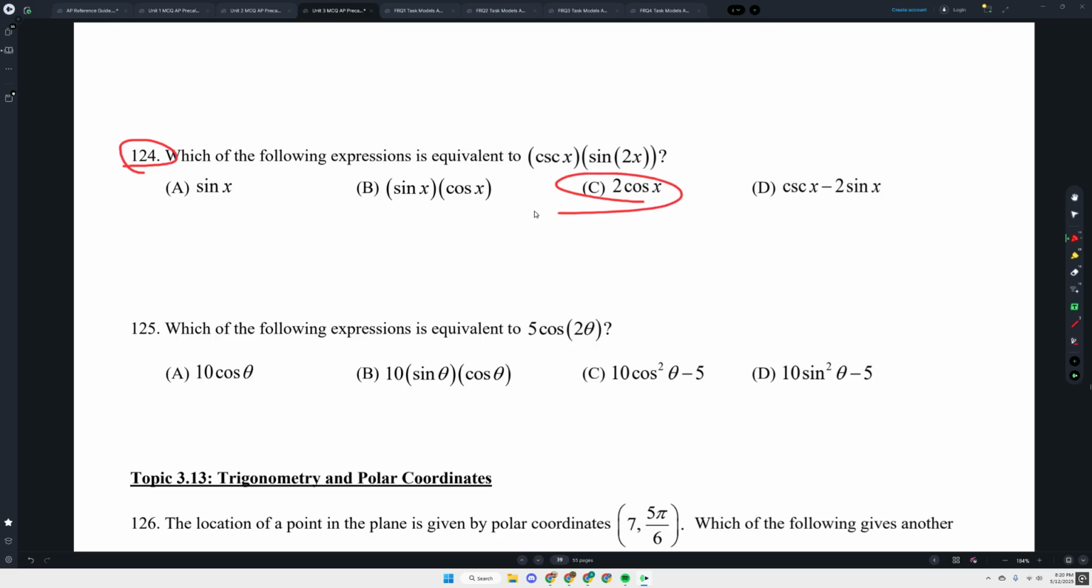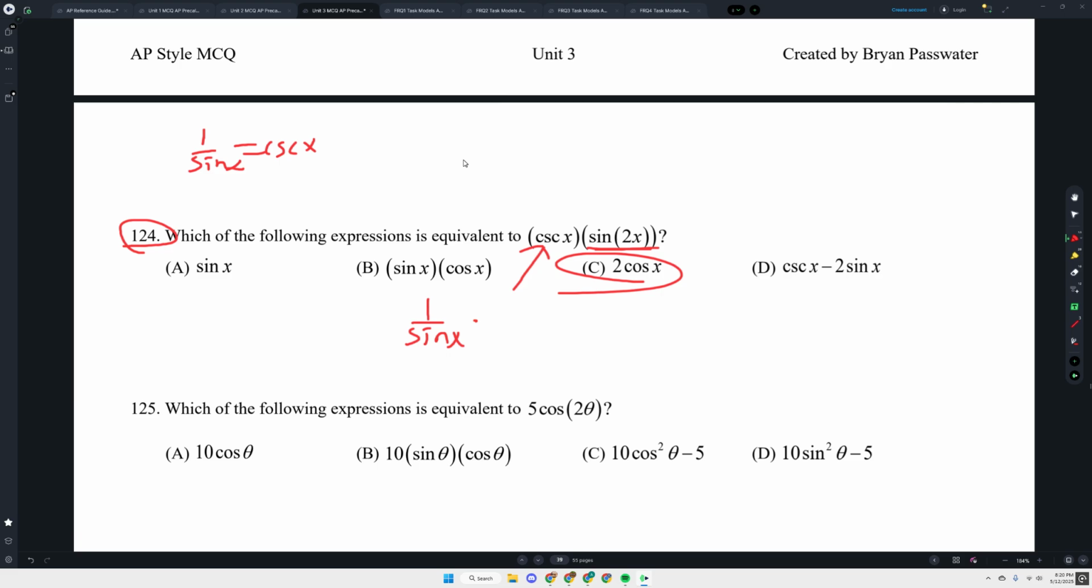Most people got it right. Can you go over it? Sure. First, cosecant is the same thing as 1 over sine of x, because cosecant is the reciprocal function. So we have 1 over sine of x. Next, sine of 2x. I have the formula memorized, but we're going to use the sum and difference version. Sine of 2x is equal to sine of x plus x. You should have your sum and difference formula memorized by now. So we say sine x cosine x plus sine x cosine x.